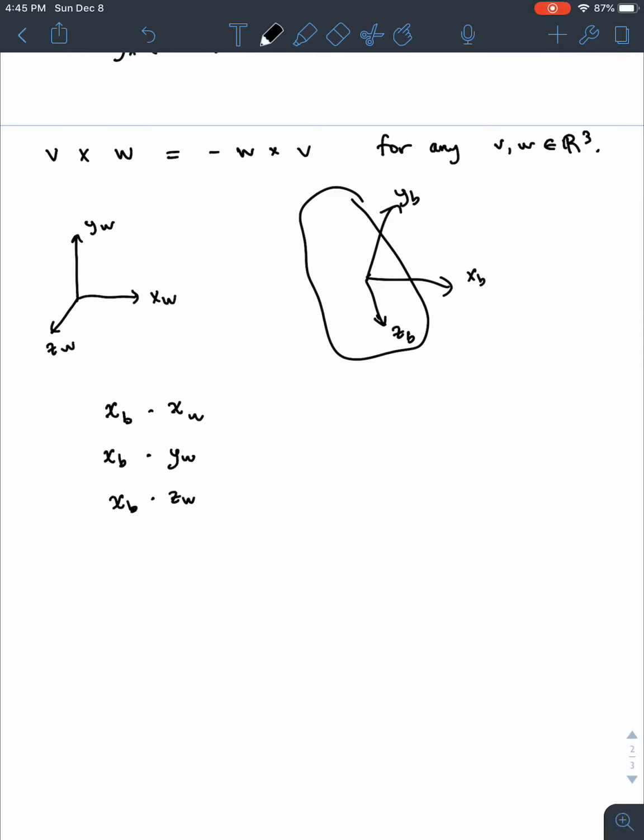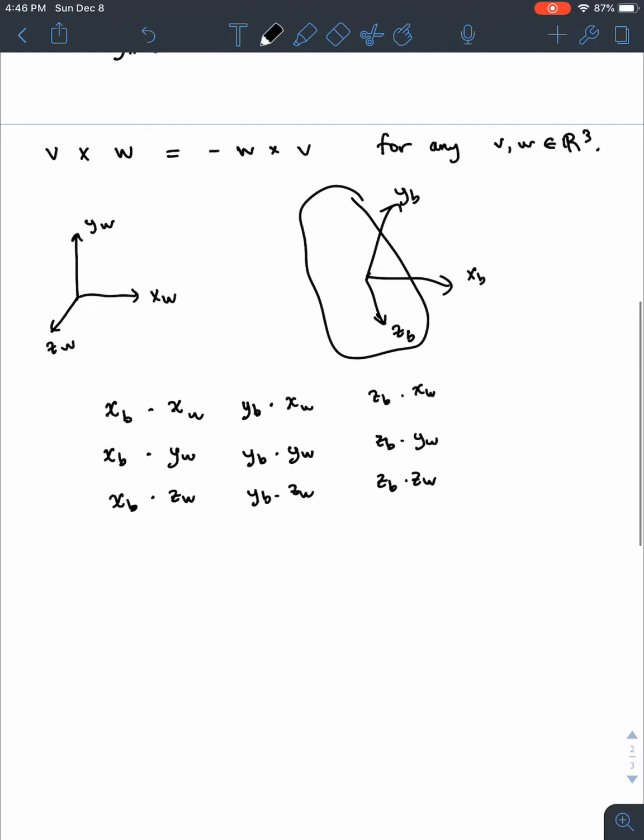Similarly, I need to keep track of yb.xw, yb.yw, yb.zw. I also need to keep track of zb.xw, zb.yw, and zb.zw. Okay, so there are nine real numbers that I need to keep track of during the motion. The knowledge of these dot products is going to tell me how the body coordinate system rotates, or the body rotates, with respect to the world coordinate system.